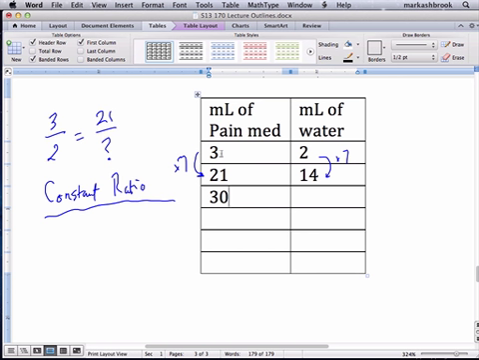That's scaling factor reasoning. So that times 7, that's scaling factor reasoning. What's my scaling factor now from 3 to 30? 10. How much water would I need? 20, right?